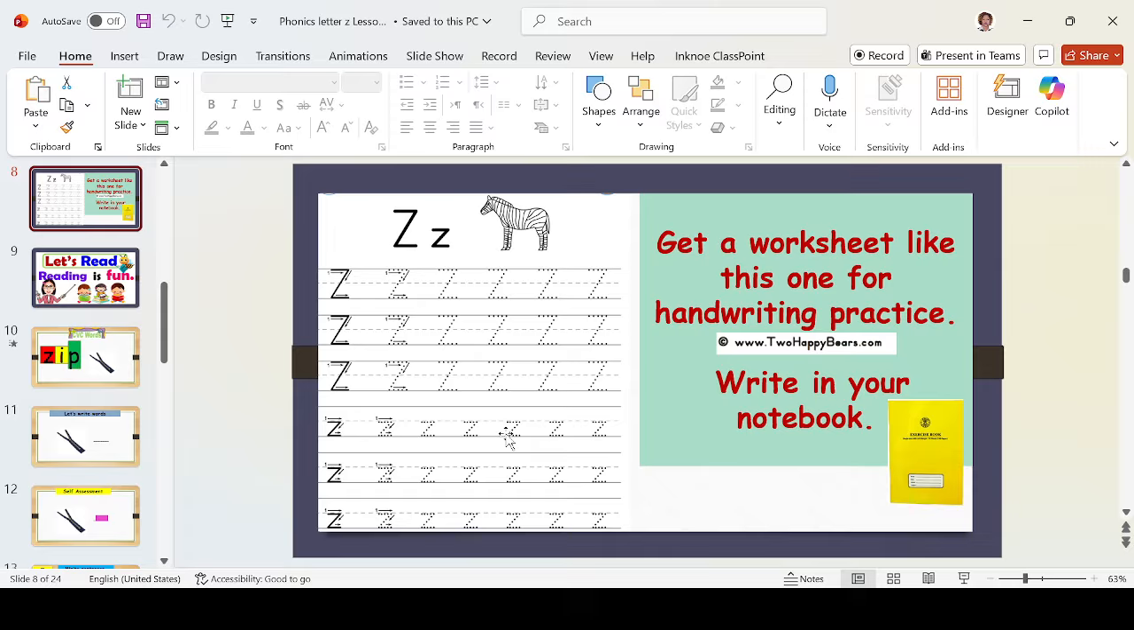Okay, I want you to pause the video and try to trace the letter Z. Okay, I want you to do like this. When you are done, I want you to take your notebook and write how many lines? 1, 2, 3. 3 lines of capital or uppercase Z, and 3 lines of lowercase z. Okay, so you can pause the video and do the writing.